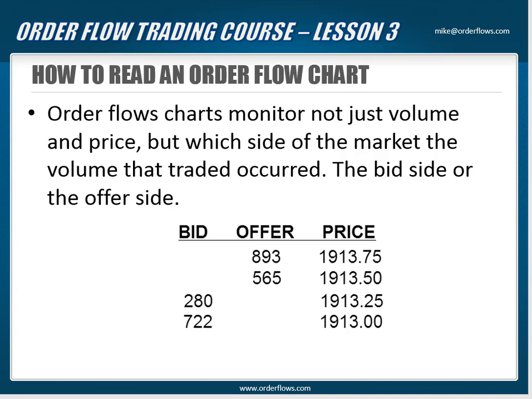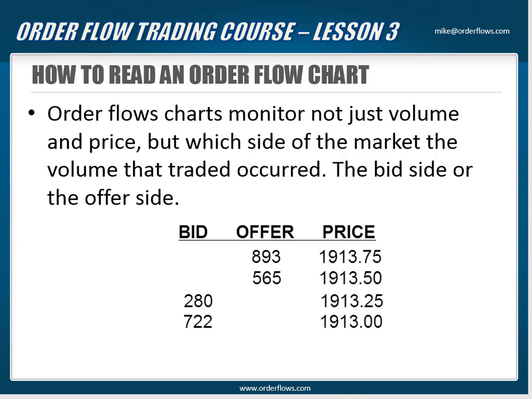So here you see a picture of the market depth. So you see there's 280 on the bid, there's 565 on the offer. The market is currently bid 1913.25. It's currently offered at 1913.5. Below the bid at 1913 even, there's 722 lots. Above the offer at 1913.75, there's 893 lots.